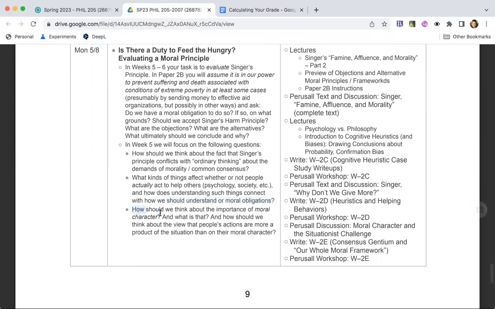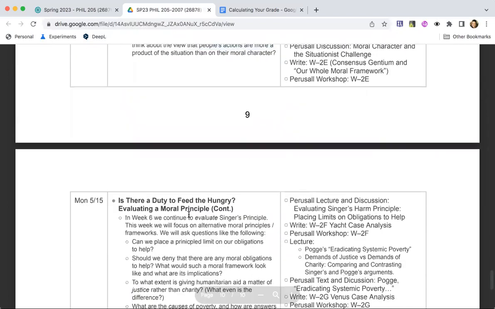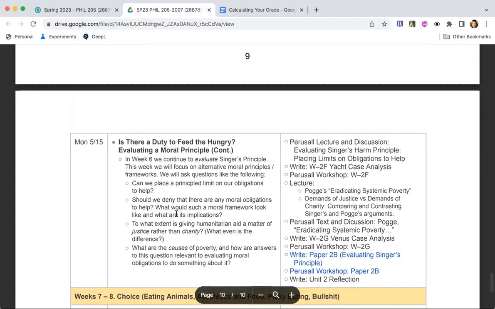We're also going to think about moral character a little bit. In particular, we'll look at the challenge that people's behaviors aren't really a product of moral behavior, at least not as much as they think. And in fact, situation tends to affect behavior. How should that influence our thinking about how we should act, what our moral obligations are? So that's week 5. In week 6, we will turn to looking at alternatives to Singer's principle.